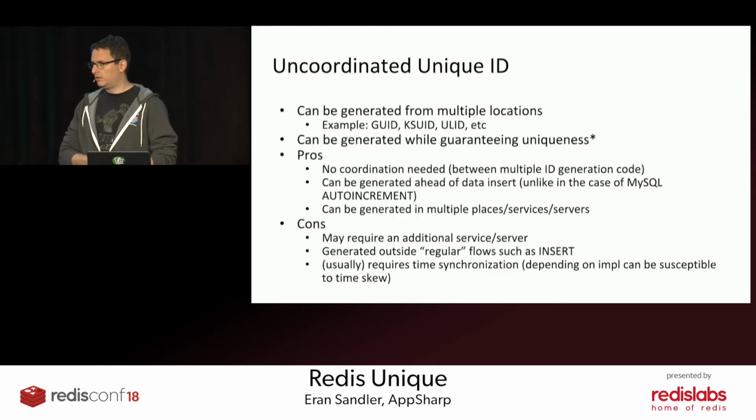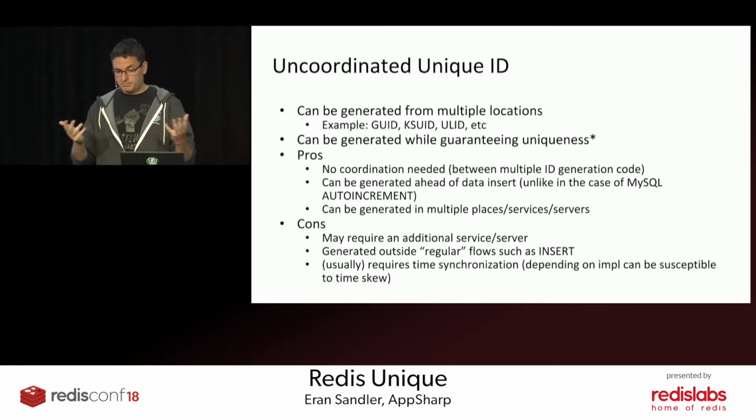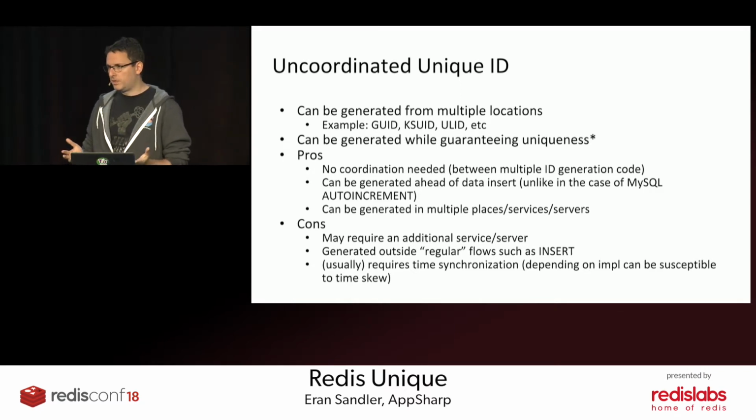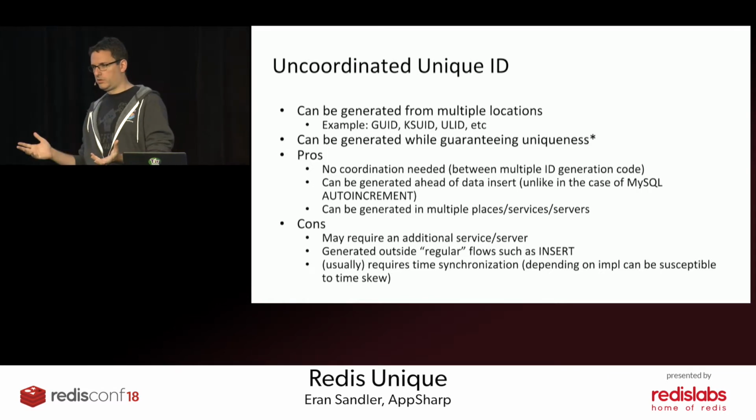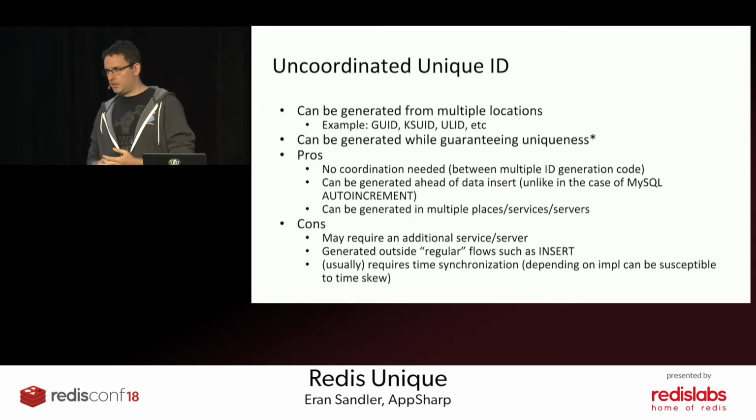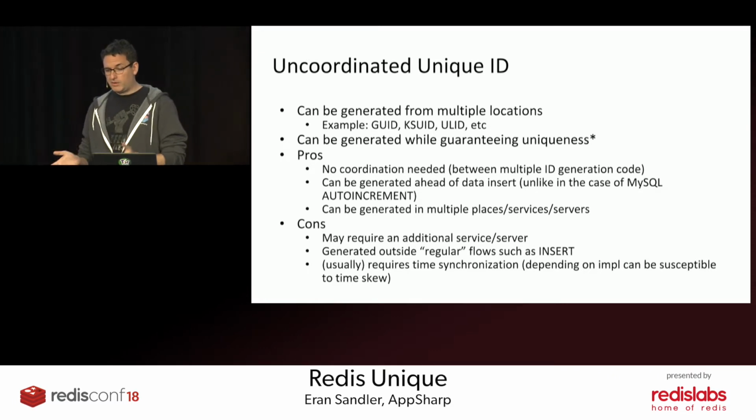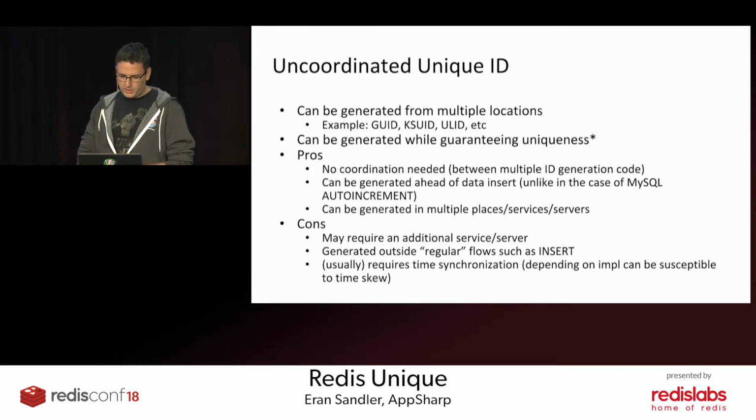Uncoordinated IDs are something that needs little or no coordination at all. So the best example for it would be GUIDs, right? Everyone uses GUIDs. They're long strings. They're easily generatable in every place, and they're highly used in a lot of places. However, there are a few problems with GUIDs, but we'll take a look at that in a sec.